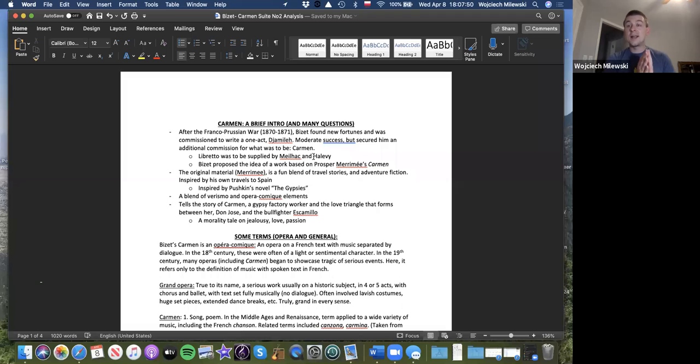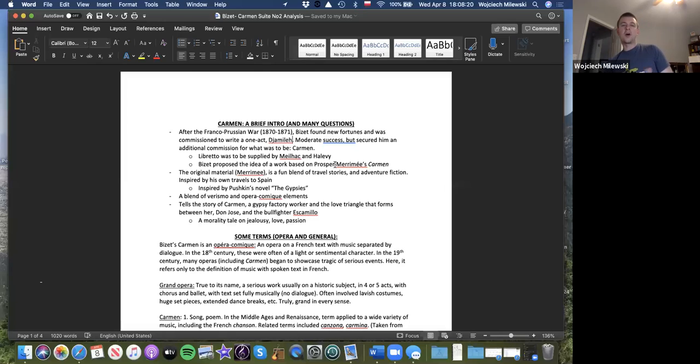And then Bizet himself is actually the one that proposed the idea of creating a piece based on Mérimée's Carmen. Prosper Mérimée was a French author around this time, wrote a lot of different things, but one topic he was fascinated about was Spain. Mérimée himself went to Spain in 1830. He has two works that pretty much dive into Spain. One of them is Carmen. The other one is called Letters from Spain.